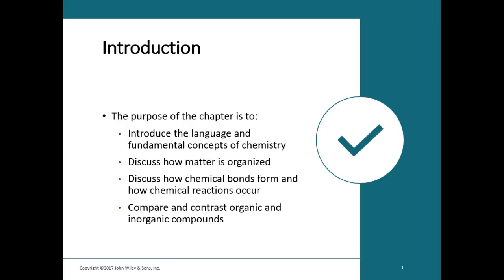Maintaining the proper assortment and quantity of the thousands of different chemicals in your body, and monitoring how those chemicals interact with one another, is one of the most important aspects of homeostasis in the human body. We saw in the last chapter that the chemical level of organization, which remember was the lowest level of structural organization, consists of atoms and molecules.